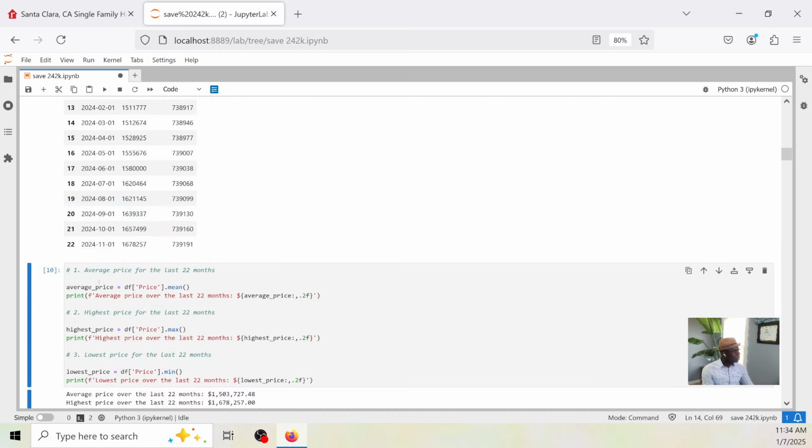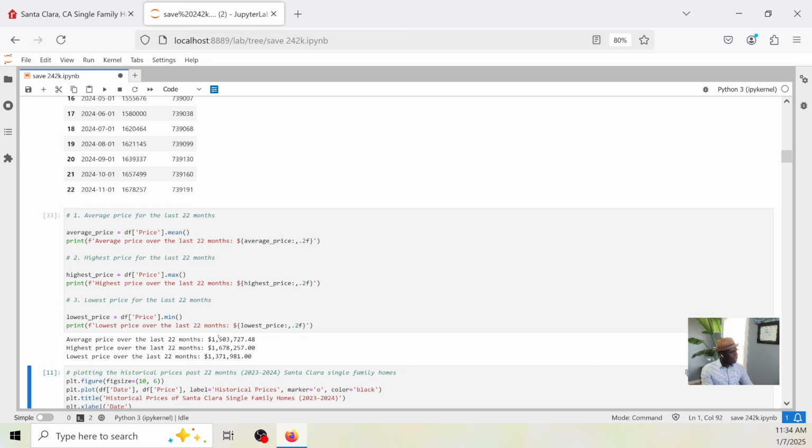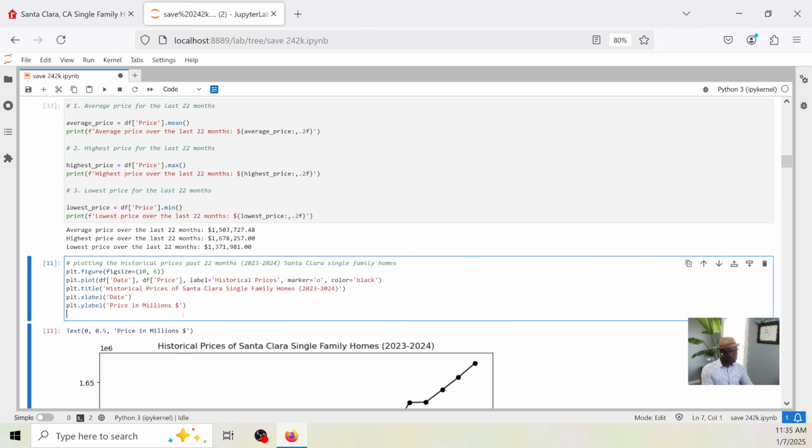So we've loaded the last 22 months, the last 2.5 plus years of the most recent Santa Clara single family home prices. Now I'm going to compute what those averages, highs and lows are. I've already done this, and again, it's always good to double, triple check. So as communicated earlier, the average is 1.5 million, the highest is 1.67 million, and the lowest is 1.37 million. Now I'm just going to plot the historical data points.